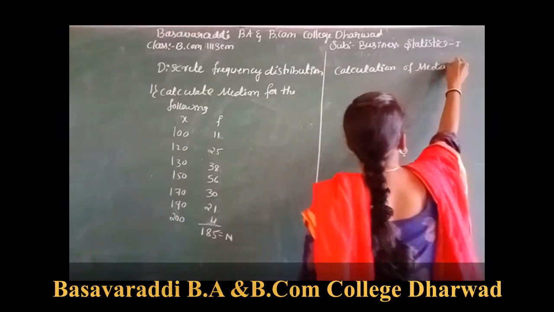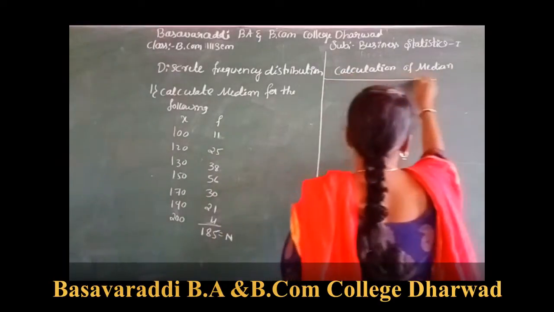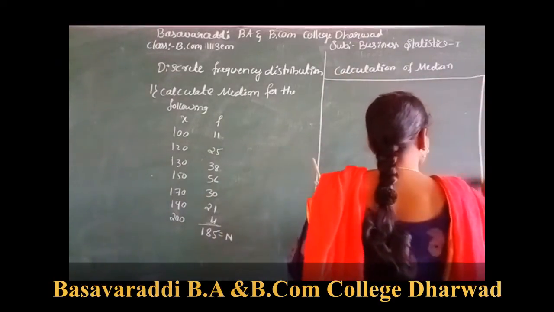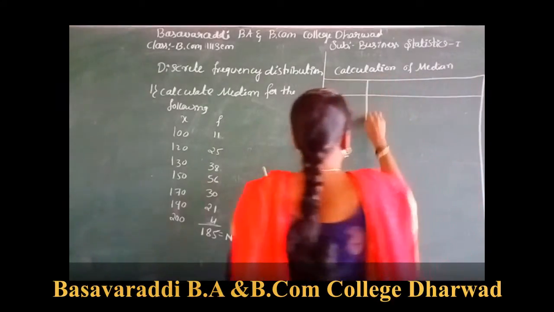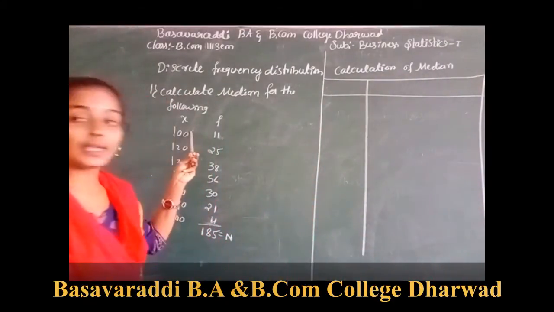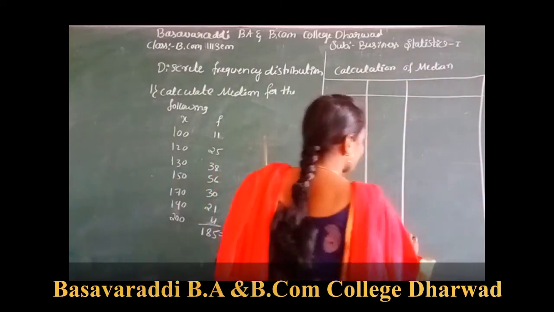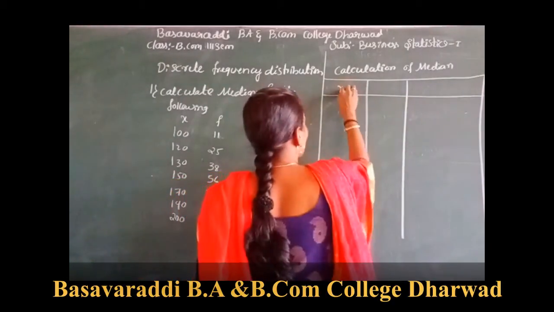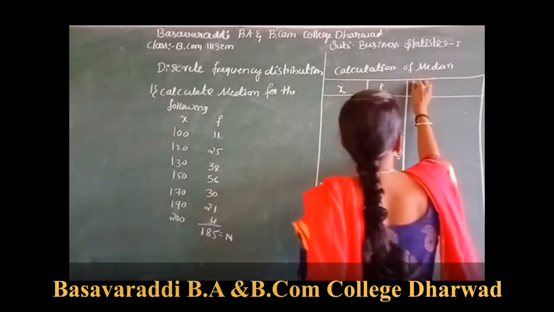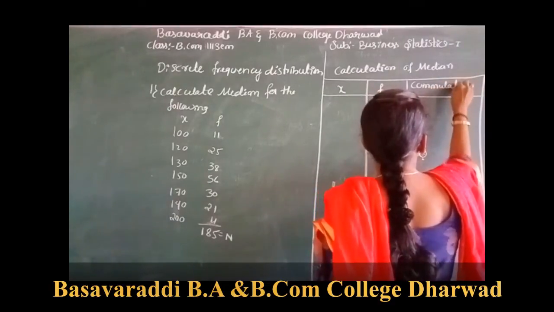Calculation of median. Three columns. First column is X, second column is F, and the last one is cumulative frequency.